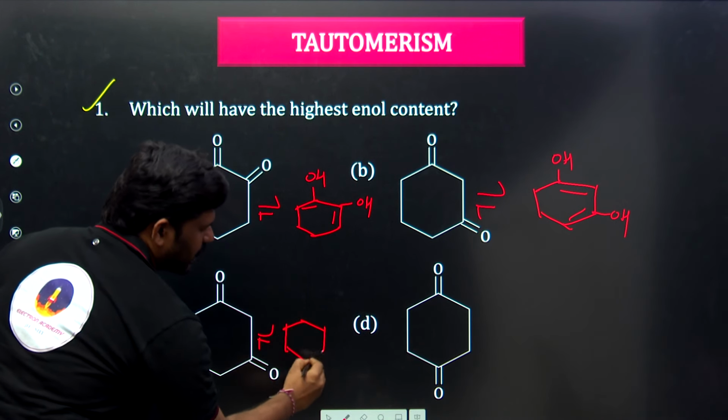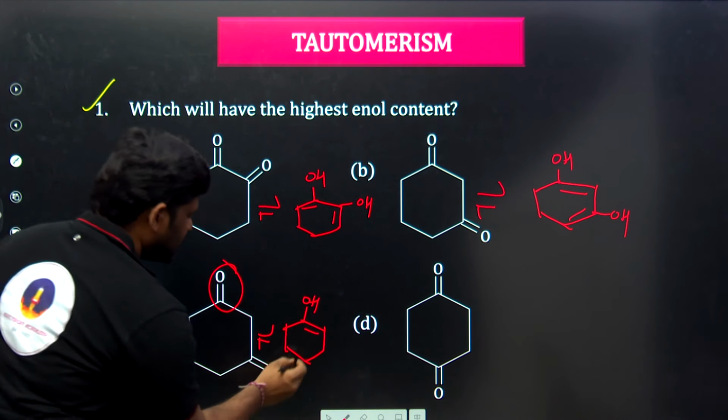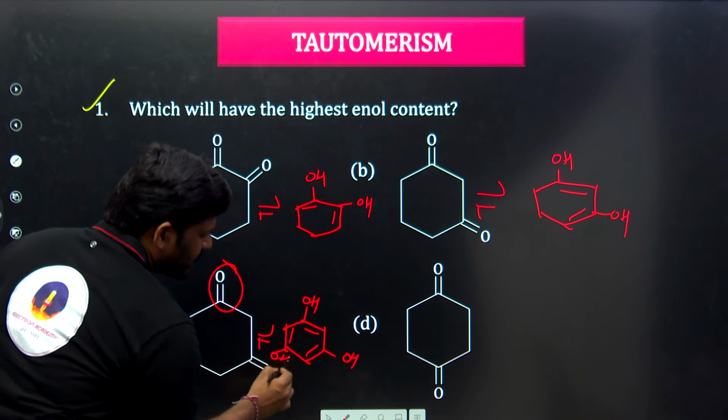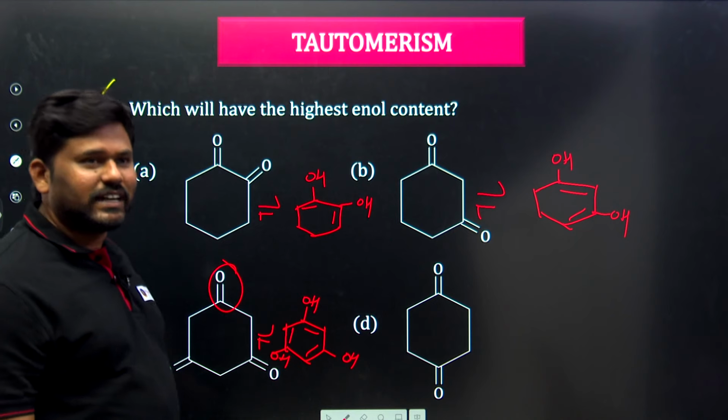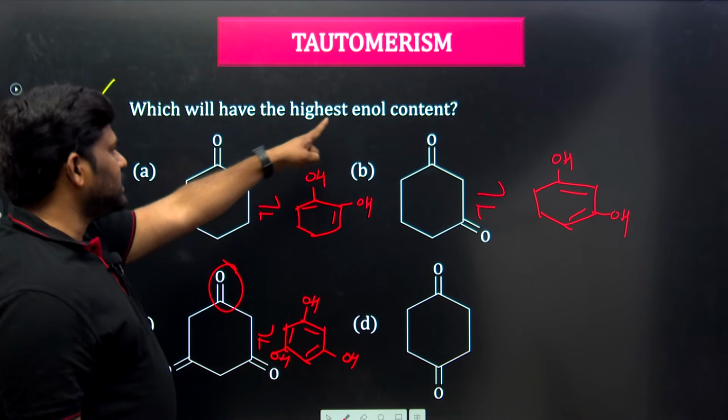So in the first one, the double bond O becomes double bond OH. Remember, a simple double bond O there becomes double bond OH. So here also double bond OH, and here also double bond OH. Here benzene ring formation, the aromaticity developed. With aromaticity, the compound will be stable. Compound will be stable means highest enol content.